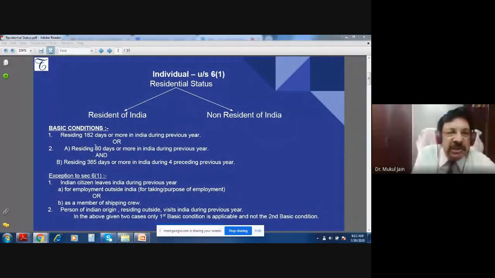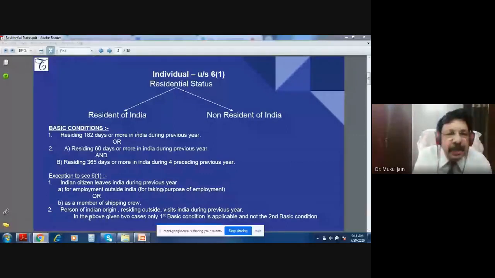So either the first condition or the second condition should be met, then this person will be known as resident of India in the previous year. So accordingly, the taxation rule will apply. Now there is an exception. There are some exceptions to this rule. Number one exception is that if an Indian citizen leaves India during the previous year for the purpose of employment outside India. Suppose you join a company and the company sends you on a project abroad, then in that case it will be an exception.